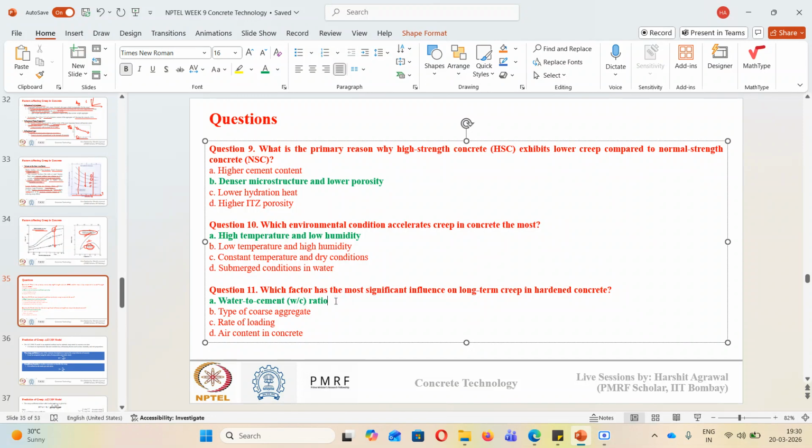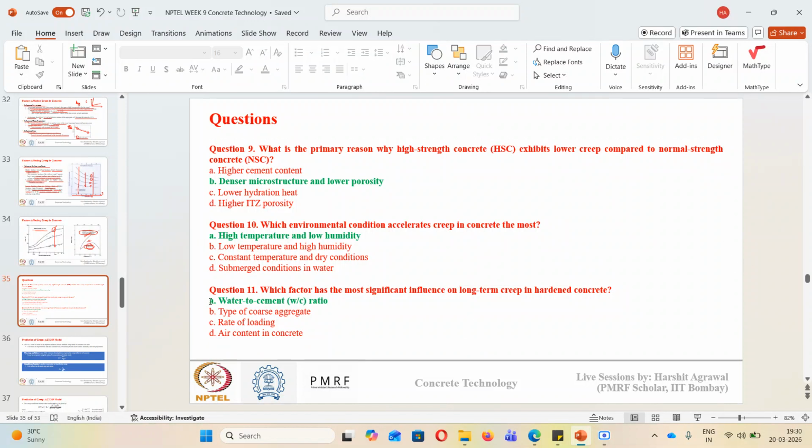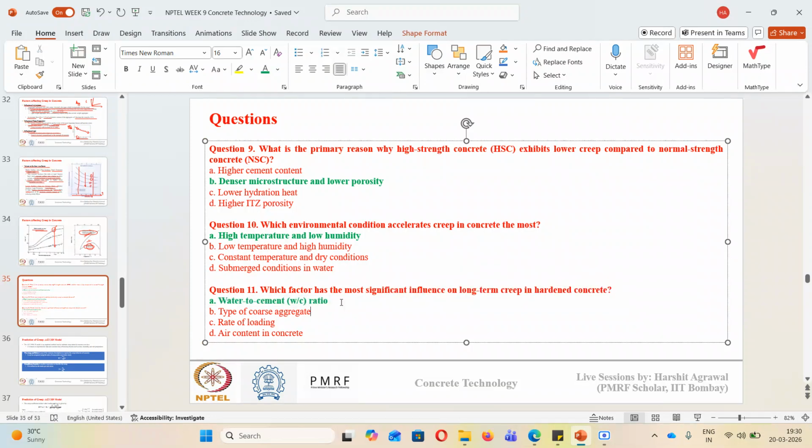Generally, all mechanical properties that we talk about, be it compressive strength, tensile strength, bond strength, fatigue, creep, shrinkage, are primarily dependent upon the compressive strength of concrete, and compressive strength of concrete is significantly influenced by the W by C ratio. So this is something very important to remember: how W by C ratio affects the concrete microstructure and how that microstructure affects different properties of concrete.